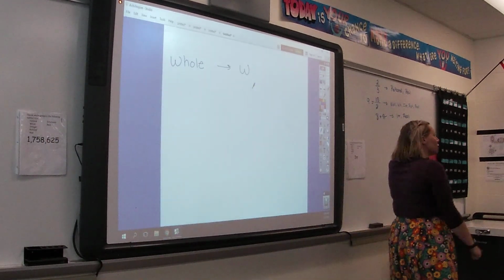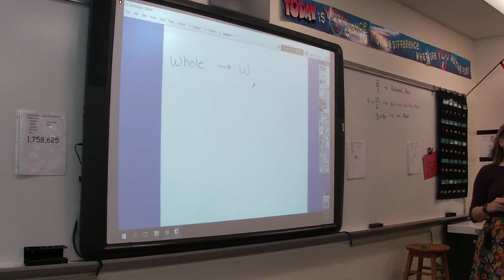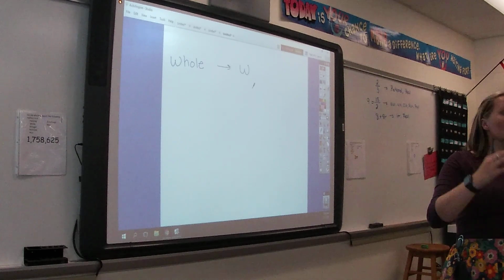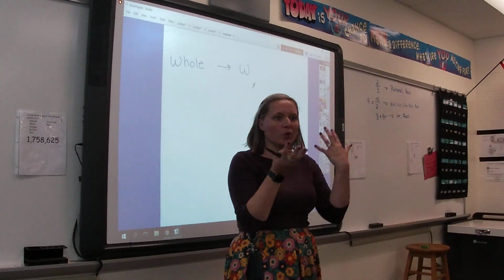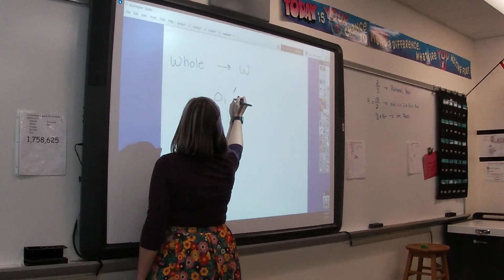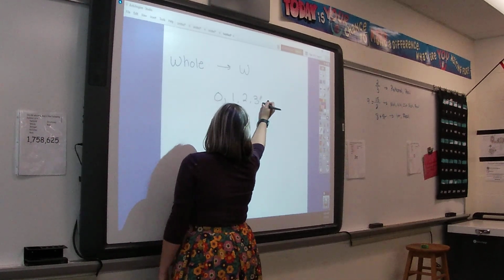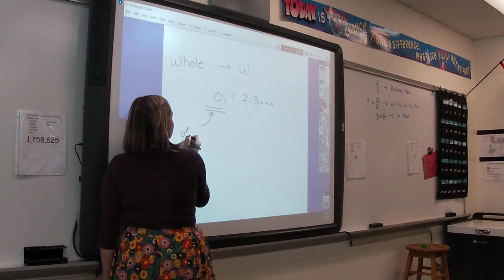Our whole numbers are then just adding to the bucket. So all the numbers that were there still stay there. We're just now going to include: how many blocks do we have if I don't give you any? 0. We have 0. So now our list is going to be 0, 1, 2, 3, 4, 5, 6, 7, 8, 9. So all we've done is we've added 0.